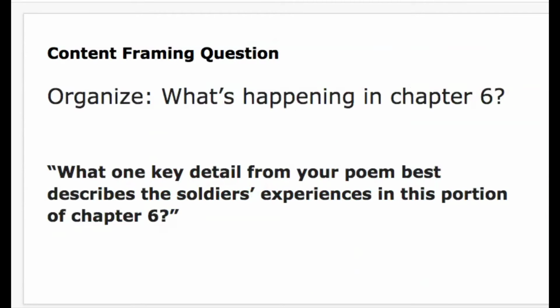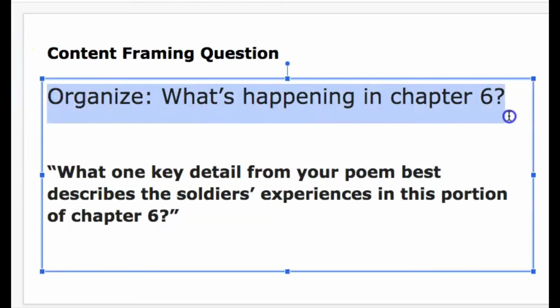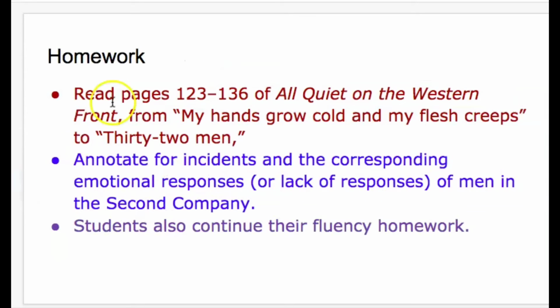To end this lesson, you should be able to write me 7 to 10 sentences in detail of what's happening in Chapter 6. Make sure that you utilize your timeline that you've created so that you are going in sequential order of the text. Then what is one key detail from your poem that best describes the soldier's experiences in this portion of Chapter 6? For homework, I want you guys to read pages 123 to 136 of All Quiet on the Western Front, annotate for incidences in lack of responses or emotional responses of the second company, and continue your fluency homework.